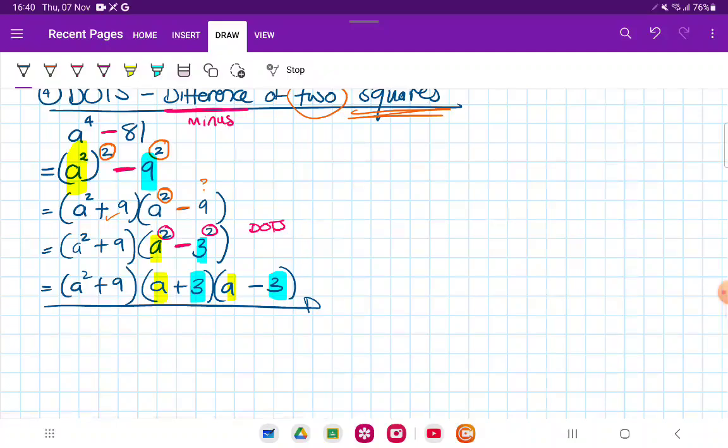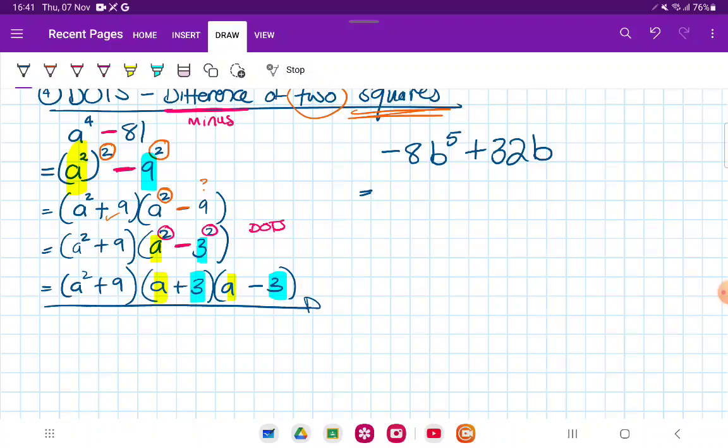Now let's do a more difficult example. What would happen if we had a minus sign? So let's say we had negative 8b to the power 5. Oh, what are you doing now? Plus 32b. Now, what are you going to do here?